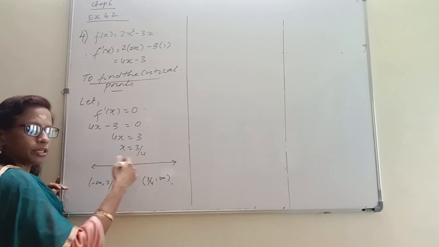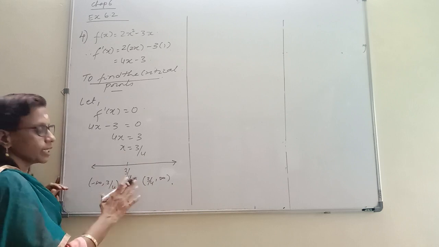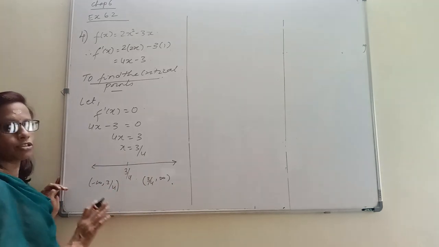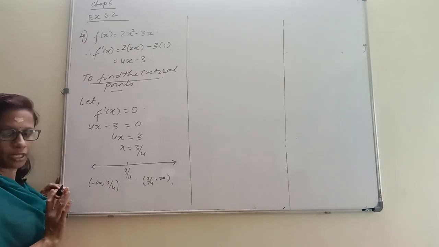Had there been some other point, you would have got further intervals. We will see that in the upcoming problems. But here, on these two intervals, you have to check the increasing and decreasing nature. How did we get them? We got them with the critical points.